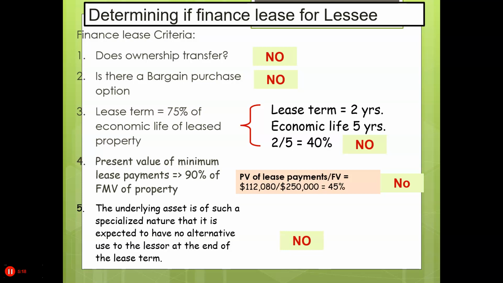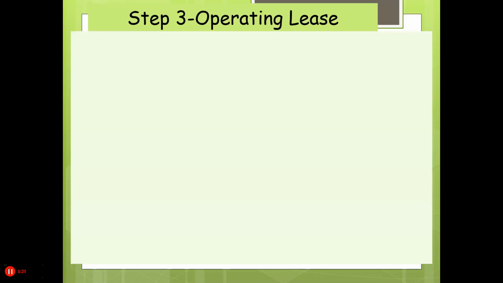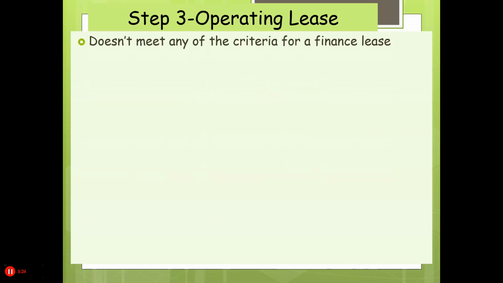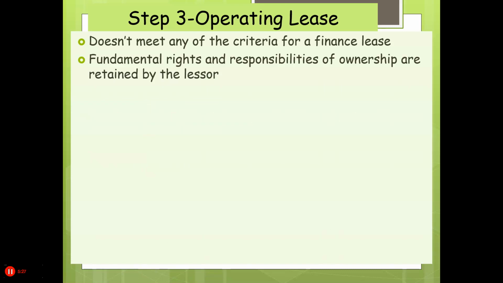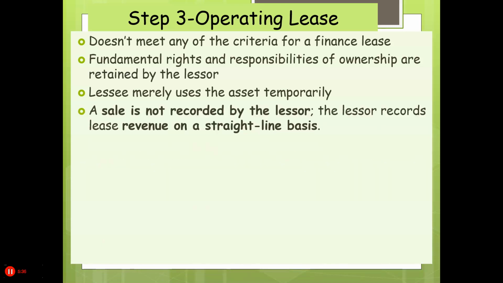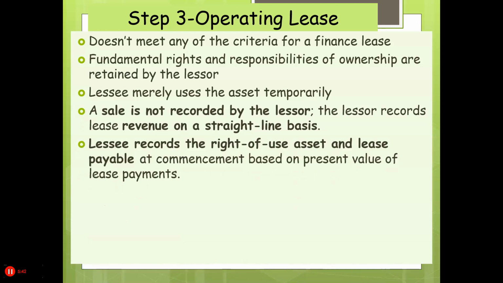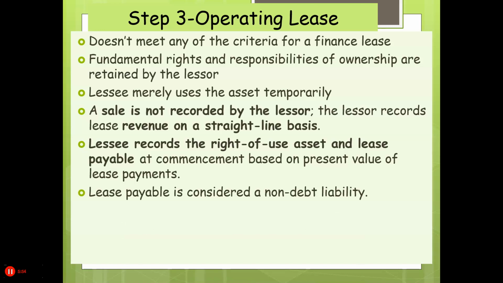So, step 3. This doesn't meet any of the criteria for a finance lease, so the fundamental rights and responsibilities of ownership are retained by the lessor. The lessee merely uses the equipment temporarily. A sale is not recorded by the lessor. The lessor records lease revenue on a straight-line basis. The lessee records the right-of-use asset because it's greater than 12 months, and the lease payable at commencement based on the present value of lease payments. Lease payable is considered a non-debt liability. So based on this, it meets the criteria of an operating lease that has to be treated as right-of-use.